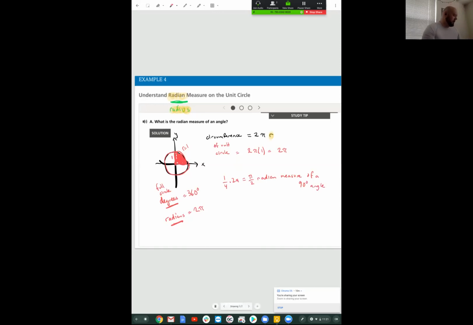So anytime you're talking about an angle, you can give the measurement of it in degrees or in radians. And that's what a radian measure is.